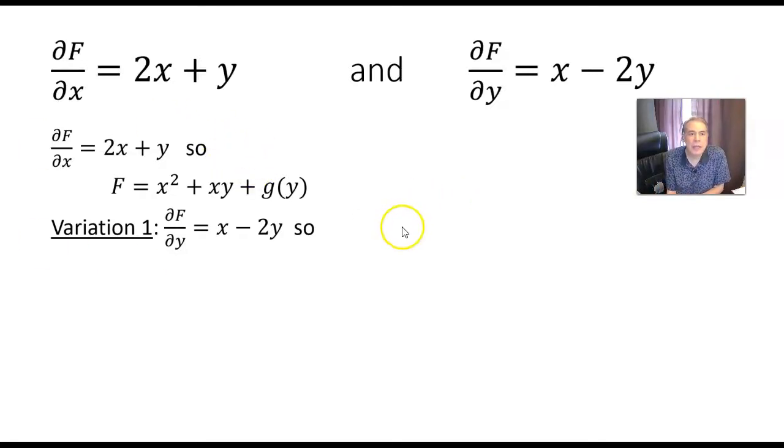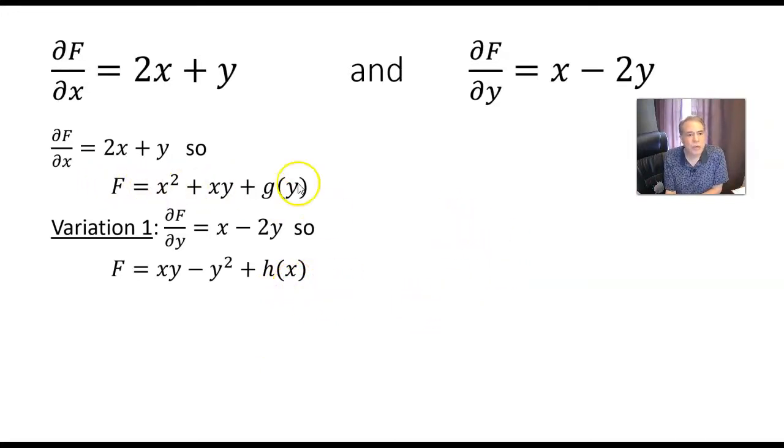One way to do it is to look at the second coefficient function and deal with it kind of the way we dealt with the first one. The partial of f with respect to y is x minus 2y, so let's anti-differentiate that with respect to y. If we do that, the antiderivative of the constant x would be x times y, minus the antiderivative of 2y would be y squared, and then plus something that is constant as far as y is concerned, but might depend on x. So I wrote that as h of x.